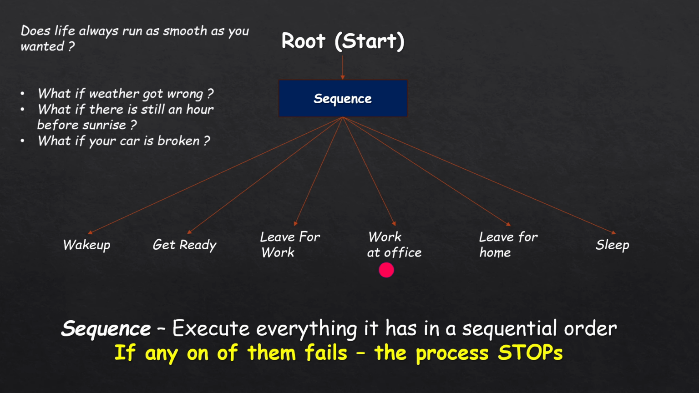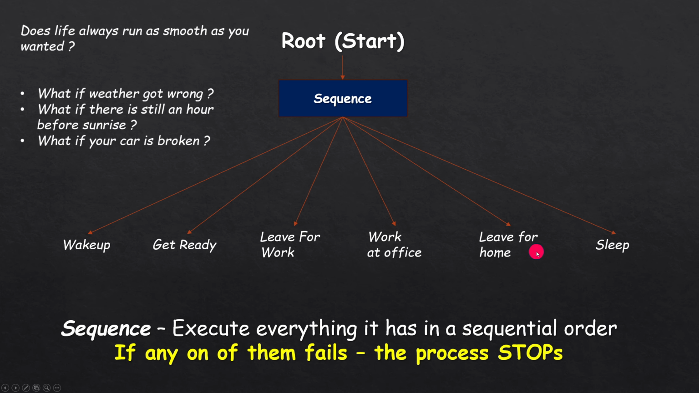Now let's have a look. Does life always run this smoothly? Like I mentioned in this example, what if the weather goes wrong? Maybe you did not wake up because there's still an hour to go, right? The behavior tree will keep running and keep checking. So it will fail every time it arrives at wake up if the sunrise did not happen. There is still some time. So it will keep failing at the first stage and none of the rest will be executed because you just failed here. The sequence will go back and tell the root that, hey, I failed.